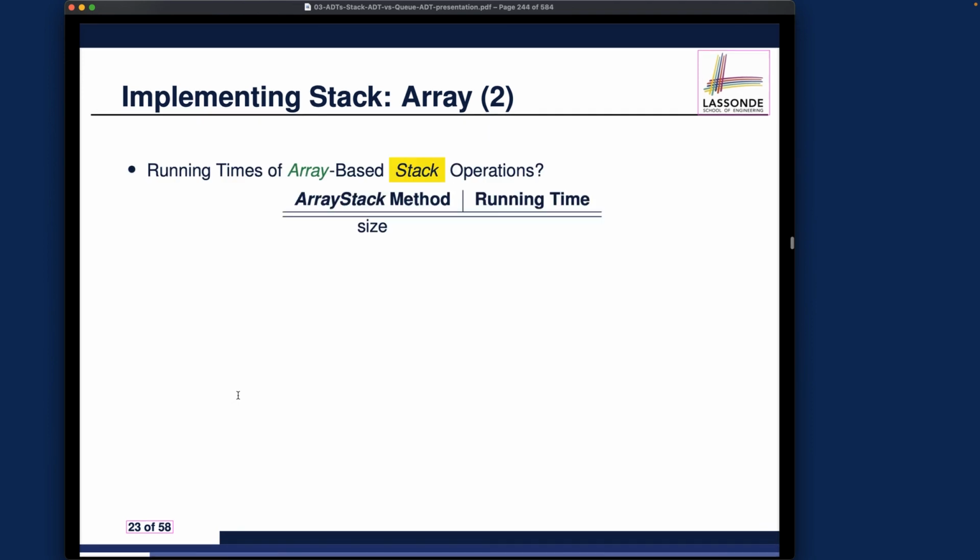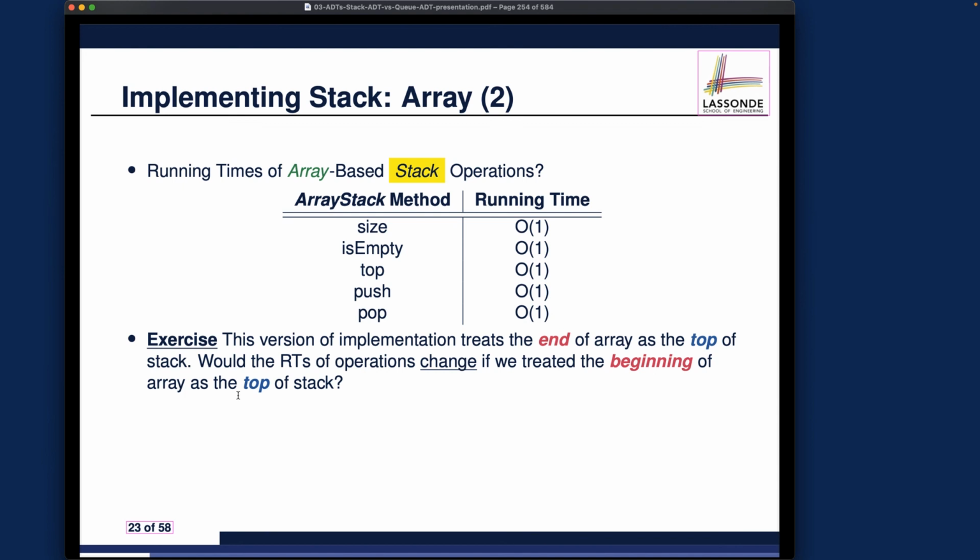Running time, I spoke about each one of them. It's all constant throughout. So this is one exercise for you to do. If you want to discuss the answer, you can reach out to me. The version of the implementation treats the end of the array, the top index, as the top of the stack. Would the running times of the operations change, either improve or get worse, if we treated the beginning of the array as the top of the stack? Meaning that the top index for the stack should always be 0.